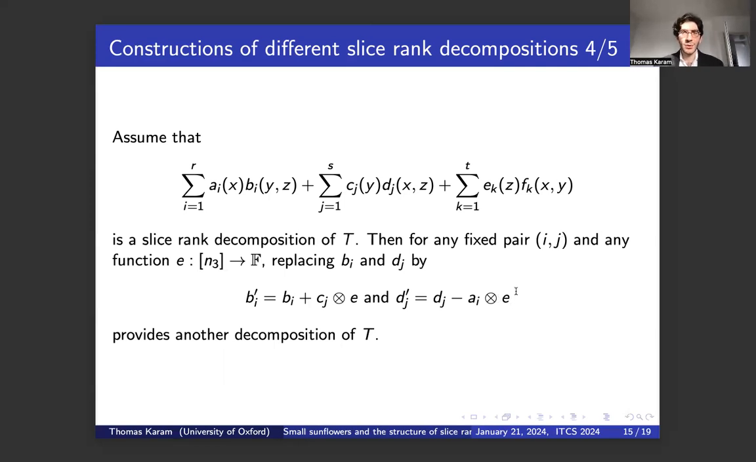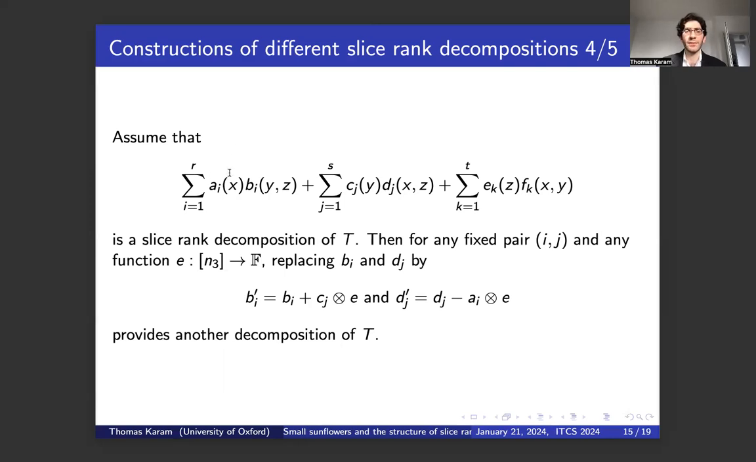Now, as I've said, E can be chosen arbitrarily; it's an arbitrary function from 1, 2, up to n3 to F. This means in particular that if n3 is very large, then this gives you a very large number of decompositions. And this construction is why it is not true in general that if you have a tensor of bounded order, so even for order 3 tensors like this, with bounded slice rank and defined over a field of bounded size, then it has a number of slice rank decompositions that is bounded in a way that just depends on the slice rank and on the field size.